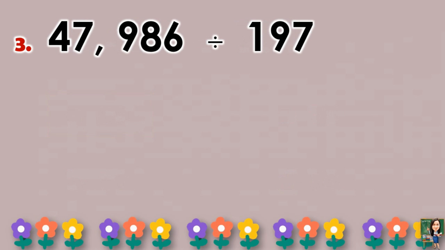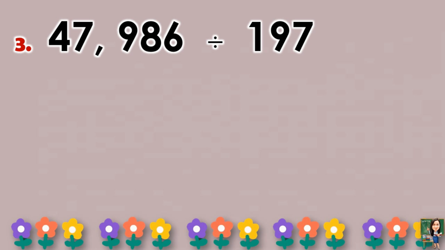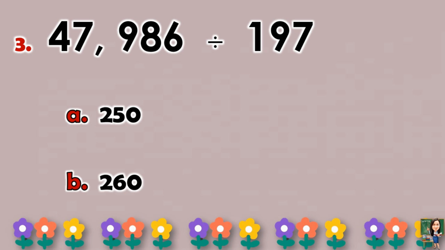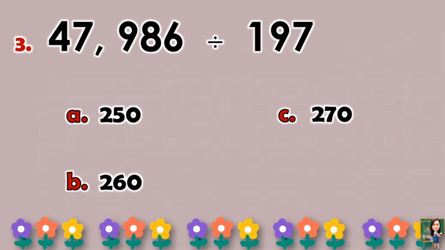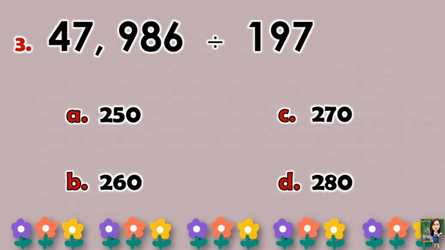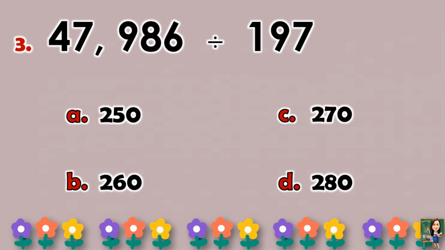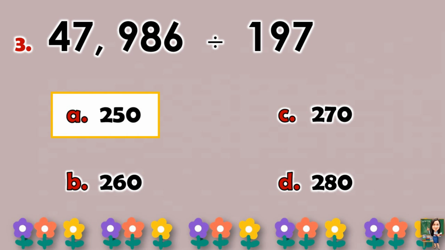Number 3. 47,986 divided by 197 equals A, 250, B, 260, C, 270, or D, 280. What is the correct answer? Very good! The correct answer is letter A, 250.